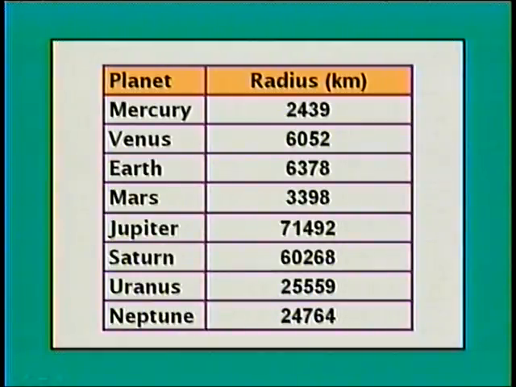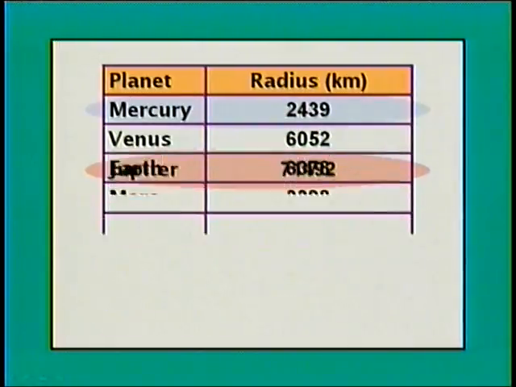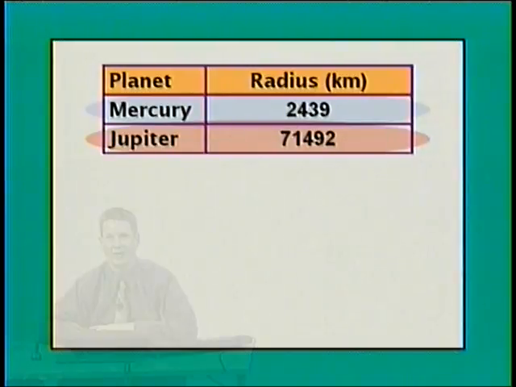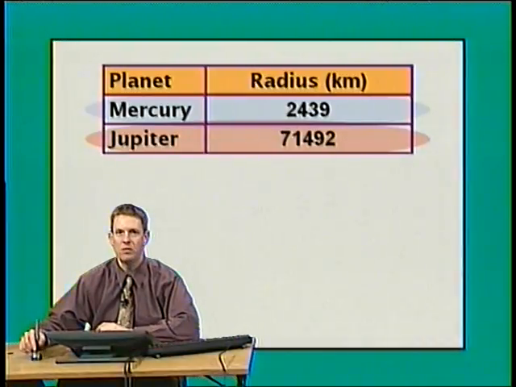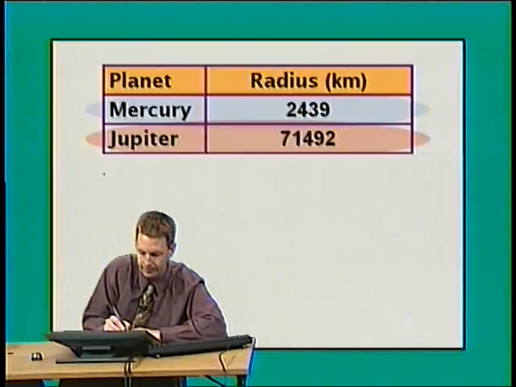Now, clearly, we don't have any room to work the problem. So let's highlight the 2 rows that go with the planets that we're asked to work with, Mercury and Jupiter, and let's get rid of all the other clutter so we have some room to work. So let's first begin with the radius of Mercury.